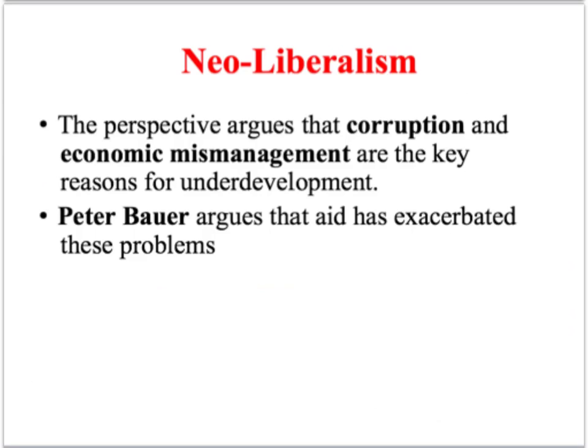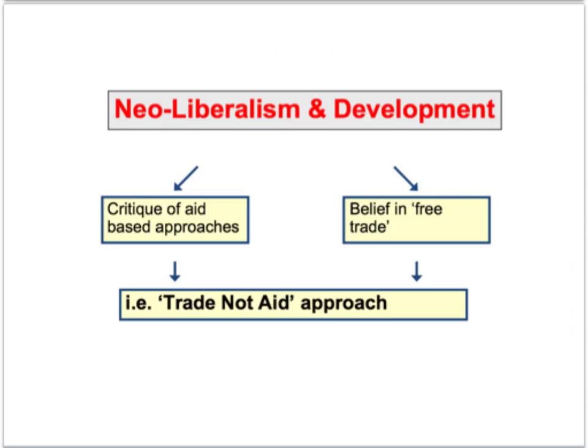So he argues that aid makes things like corruption and economic mismanagement worse rather than better, because he argues that international aid is often used to prop up either corrupt governments or inefficient businesses. So neoliberalism is obviously very critical of the modernisation theory argument that aid is necessary to break the cycle of poverty in poorer countries. And instead of emphasising the importance of aid, neoliberalism places much more emphasis on governments adopting the right types of economic policies characterised by their belief in free trade.